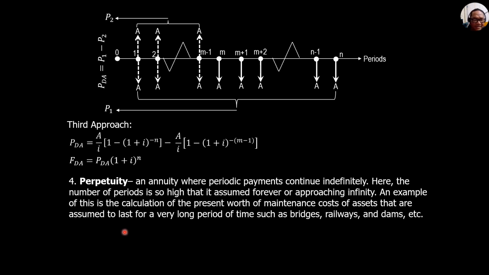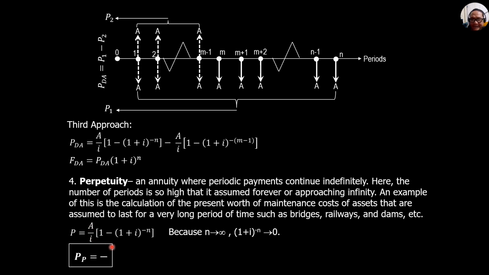So P equals, remember, A over i, quantity, just the present worth. There's no future. You cannot estimate the future because the number of periods is so high. So P equals A over i, quantity 1 minus 1 plus i to the negative n. And remember, when n is approaching infinity, this term here approaches 0. Because n approaches infinity, 1 plus i to the negative n approaches 0. Therefore, the present worth of perpetuity is simply A over i.